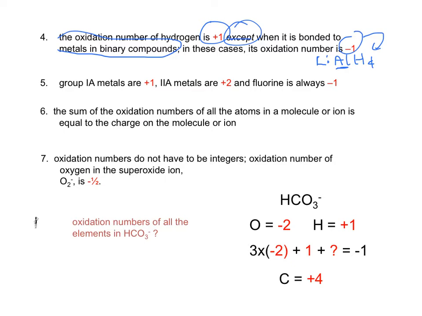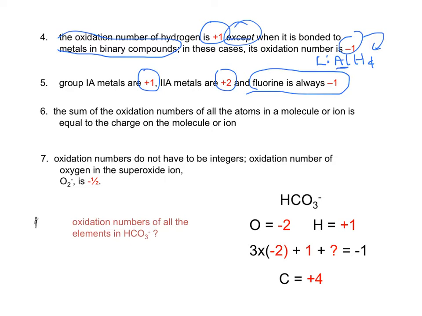Group 1A metals, as well as group 2A metals, are always either +1 or +2. So basically they match their position on the main group of the periodic table. And then fluorine, our greedy friend fluorine, is always -1. Remember, it's the most electronegative element on the table, so it subsequently desperately wants to have that -1 charge.